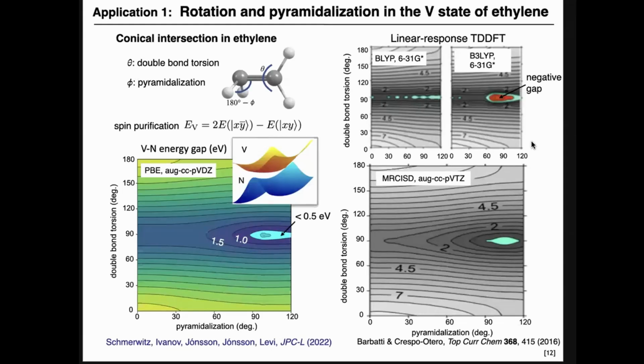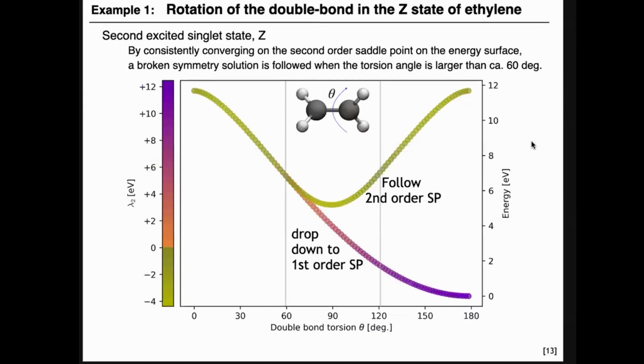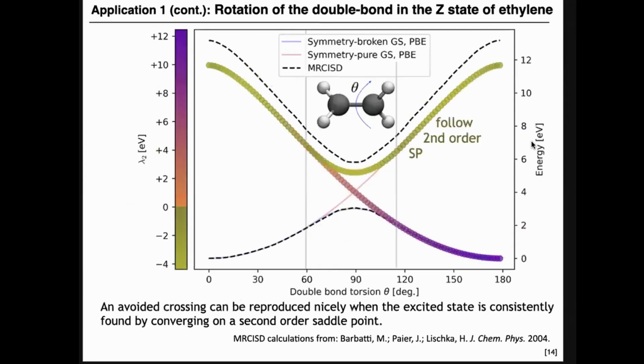And this time-independent method actually works very nicely. Now, here is the second excited state, the Z state. And you can see that if we're not careful, again, there's a symmetry breaking point here. If we're not careful, we'll drop down to down here. And that's often a problem with these so-called delta SCF methods, that they don't work very well when you have avoided crossings. But if you follow a second order saddle point, you get this curve. And then we can see the avoided crossing.